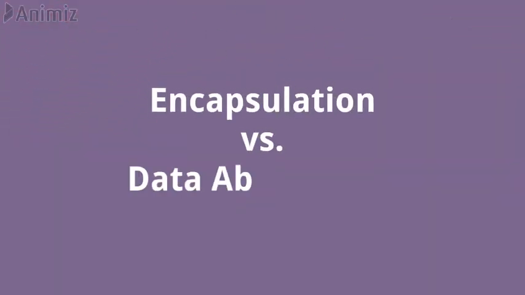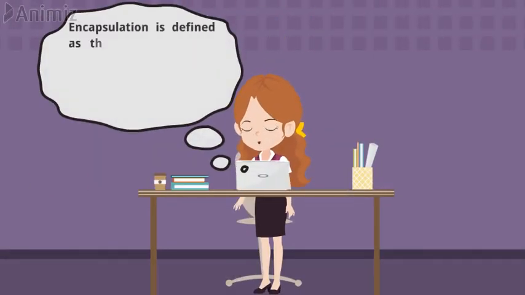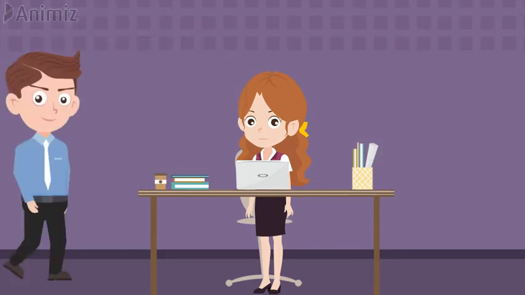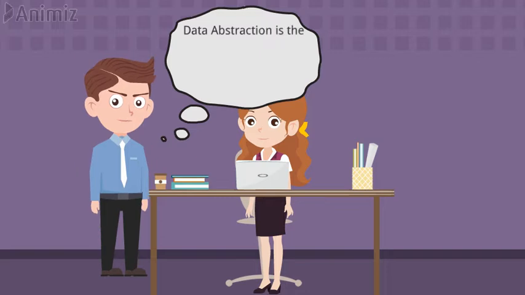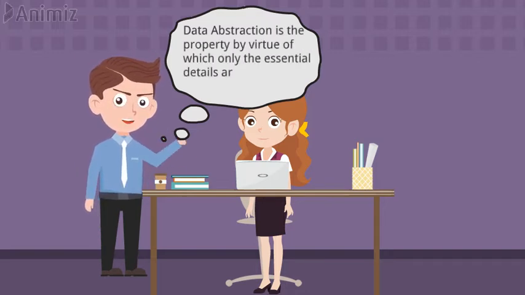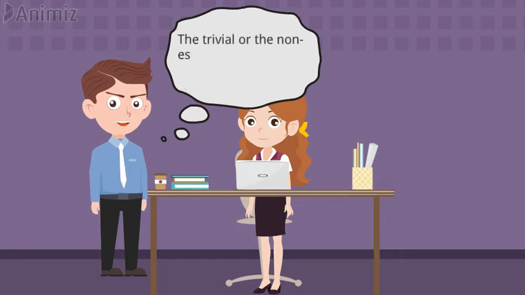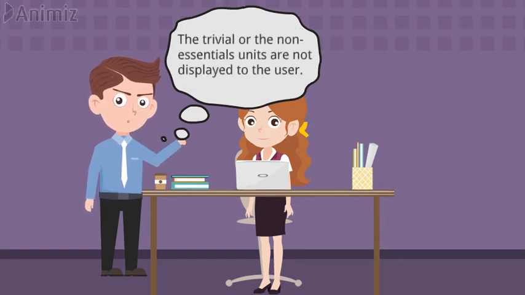Encapsulation versus data abstraction. Encapsulation is defined as the wrapping up of data under a single unit. It is the mechanism that binds together code and the data it manipulates. Data abstraction is the property by virtue of which only the essential details are displayed to the user. The trivial or non-essential units are not displayed to the user.